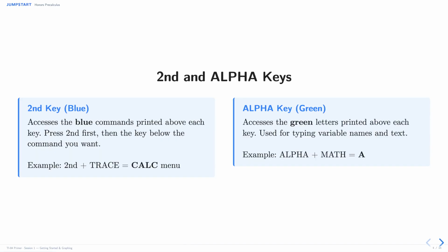Now let's discuss the second and alpha keys. The second key, which is blue, allows you to access the commands printed above each key. You press second first, then the key below the command you want. For example, pressing second and then trace brings up the calc menu. The alpha key, which is green, lets you access the letters above each key, useful for typing variable names and text. For instance, pressing alpha and then math gives you the letter A.